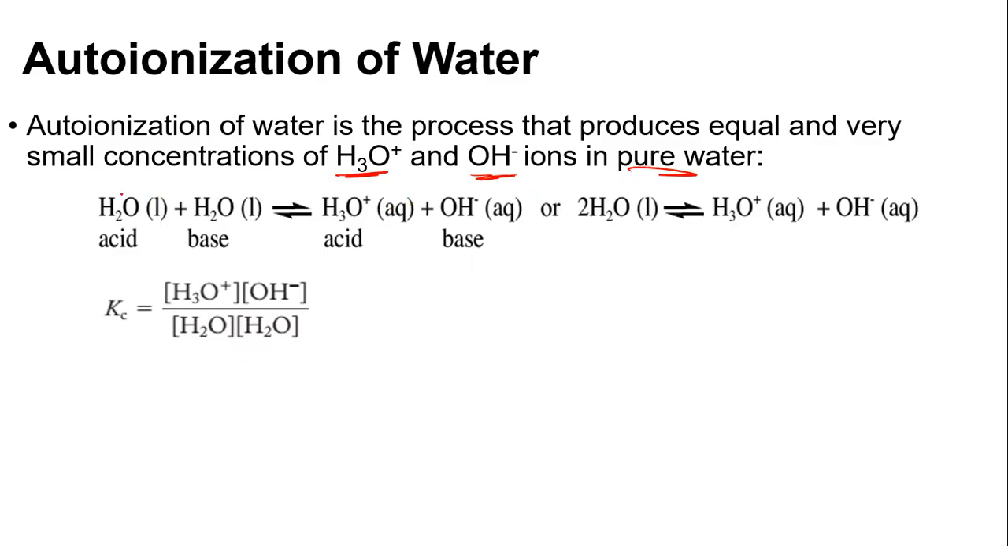Now, there's a chemical equation showing that. So one water molecule will act as an acid, and then another one will act as a base. So the one that acts as acid will donate a proton to the base. And so we'll have H3O plus here, and then this will be the conjugate acid.